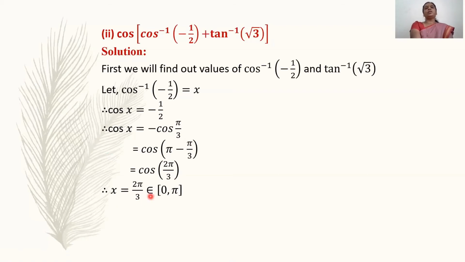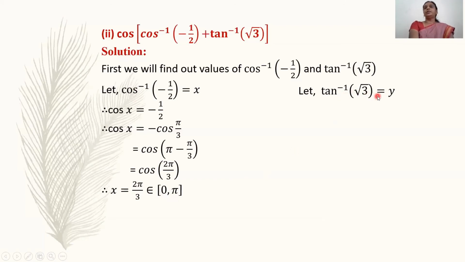Now, I have to check whether this 2 pi by 3 lies in the interval 0 to pi or not, because 0 to pi is the range for this inverse function. X means the value of this inverse trigonometric function, and for the inverse trigonometric function of cosine, the range is 0 to pi. It means I have to check whether this lies in 0 to pi or not. 2 pi by 3 means 120 degrees, and obviously it lies in the interval. Now I will find the value of tan inverse root 3.